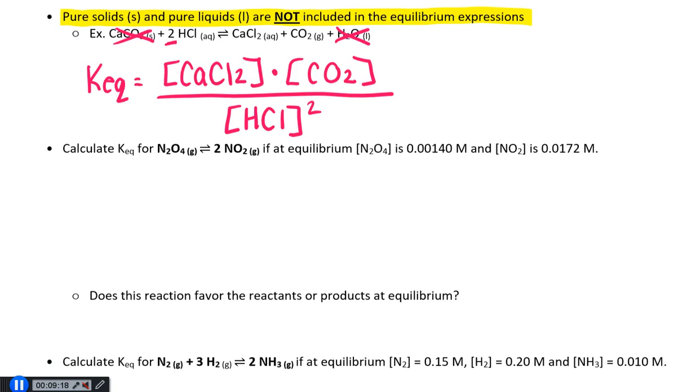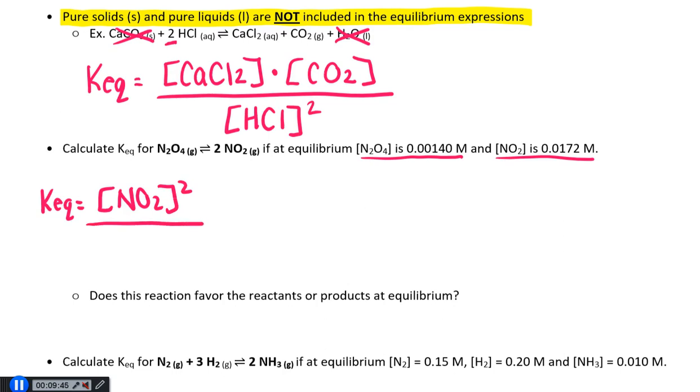All right, grab a calculator, let's do some math. Next example, calculate KEQ for this reaction, and this time we are given our equilibrium concentrations. So the first thing that we have to do is write our KEQ expression. KEQ is equal to products over reactants, each raised to the power equal to their coefficient. And we have our molar concentrations at equilibrium, so all we have to do is plug in those values and solve.